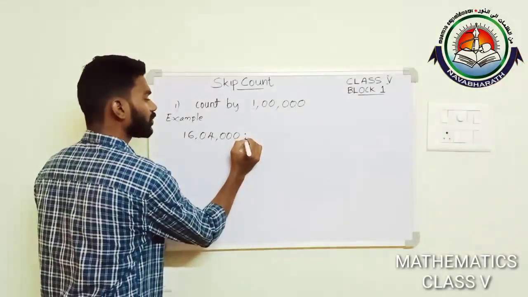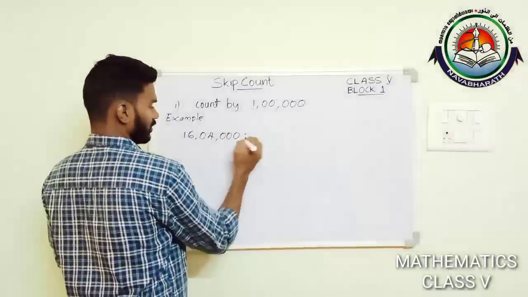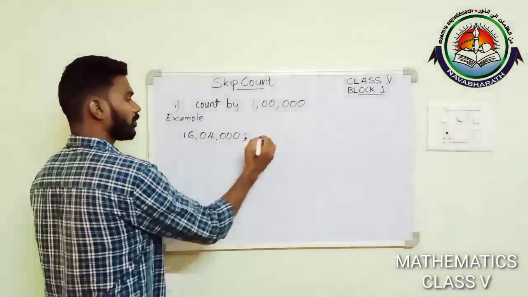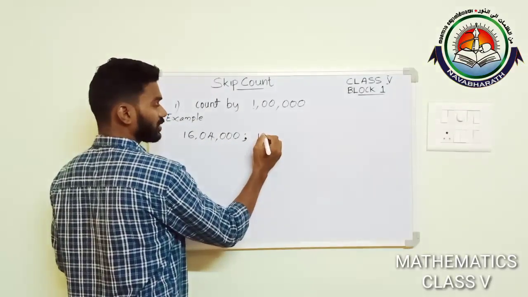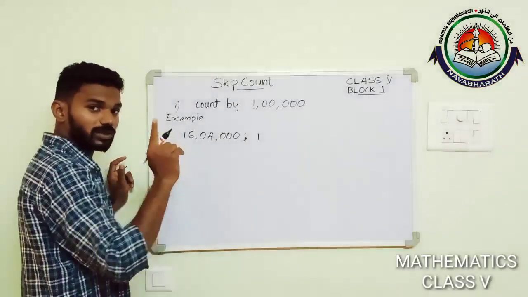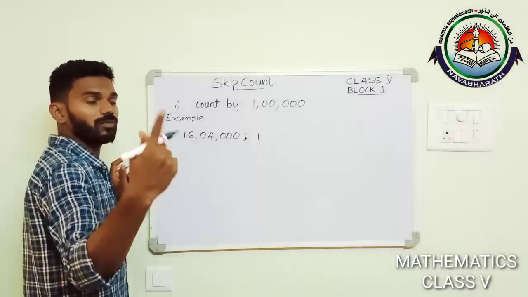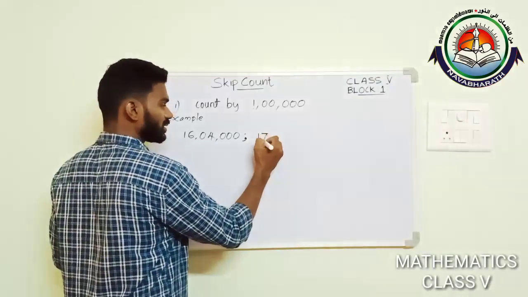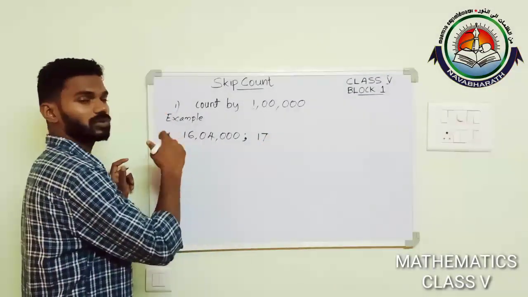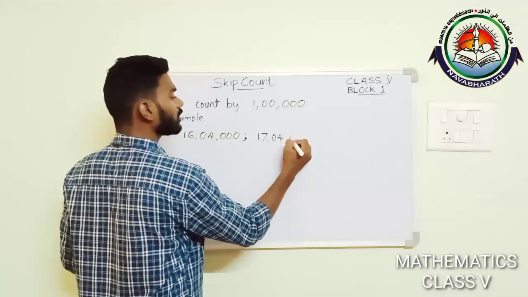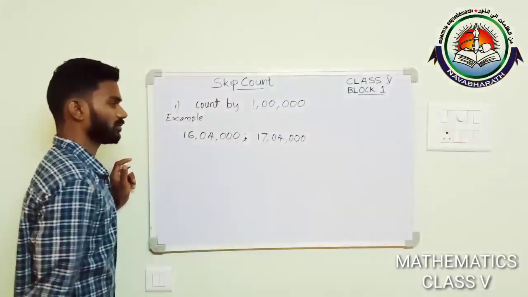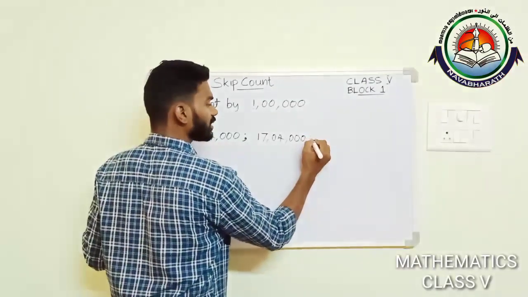The next number would be, there is no change for this 1. Next is 6, which is at the lakhs place. So it should be increased by 1, which would become 17. There is no change for other numbers. So we can write 0, 4, 0, 0, 0. What would be the next number?